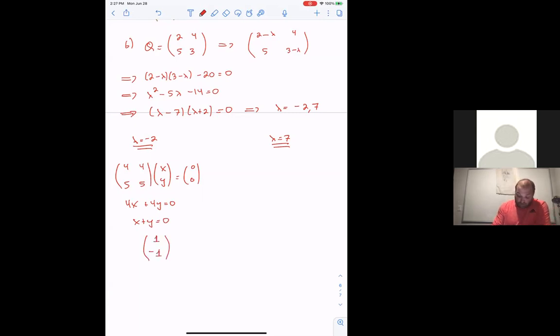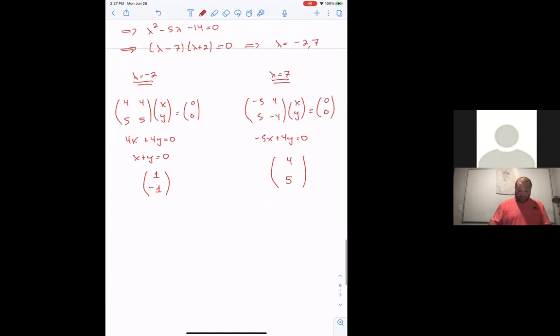What about 7? Well, 2 minus 7 is -5, 4, 5, 3 minus 7 is -4, acting on the unknown xy is equal to 0, 0. -5x plus 4y is equal to 0. So what do I get? The easiest one is x equals 4, y equals 5. -20 plus 20 is equal to 0. So 2 eigenvalues, 2 eigenvectors.